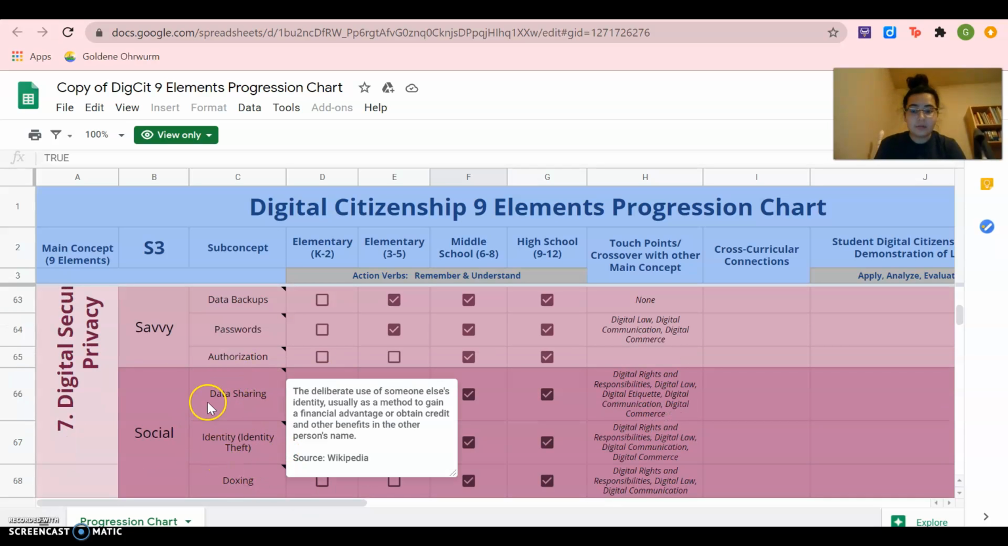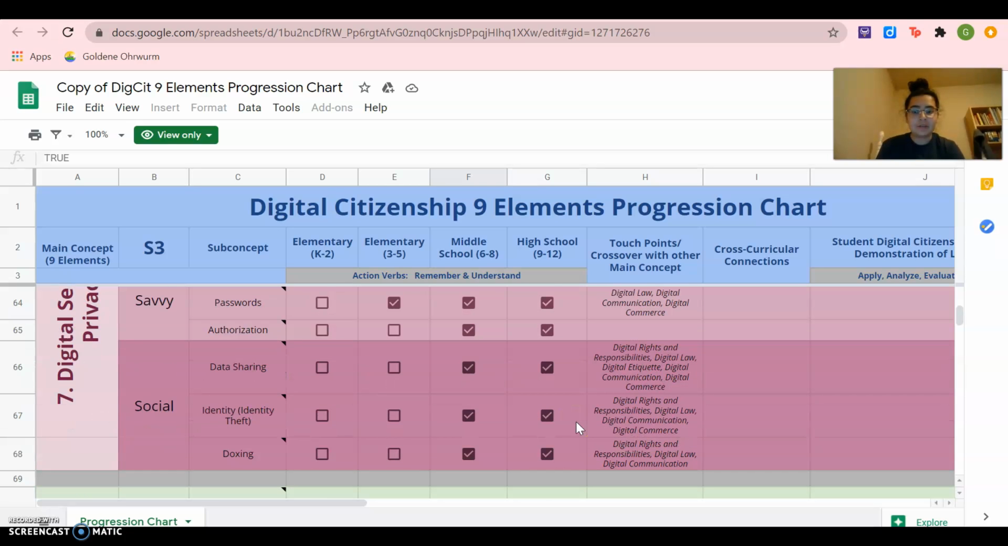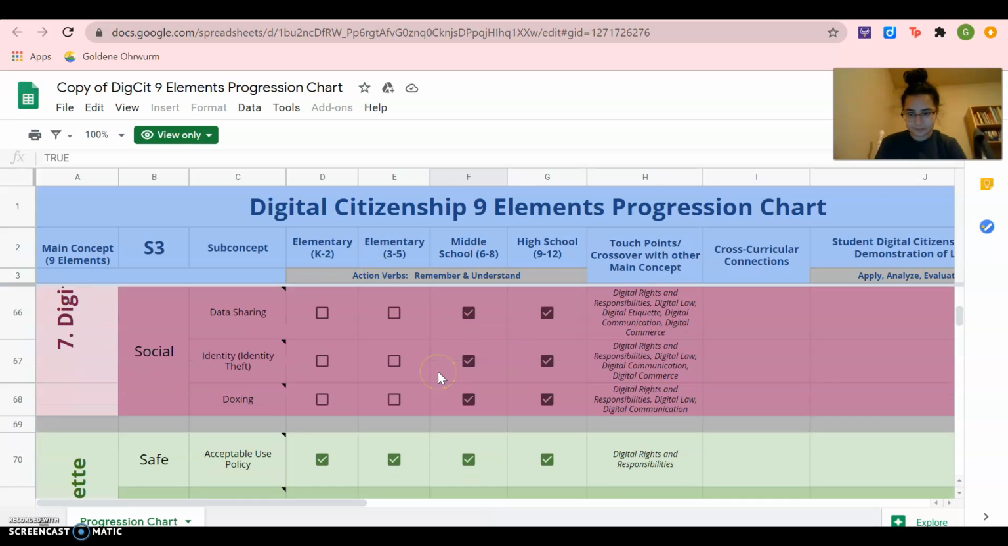Doxing is a serious issue when it comes to social media, and they need to know the ramifications of their own actions in the space of being an online citizen, because it doesn't just mess up your reputation in person. Online, it also messes it up in person. And knowing how to be a good citizen is something that needs to be taught throughout all grade levels.